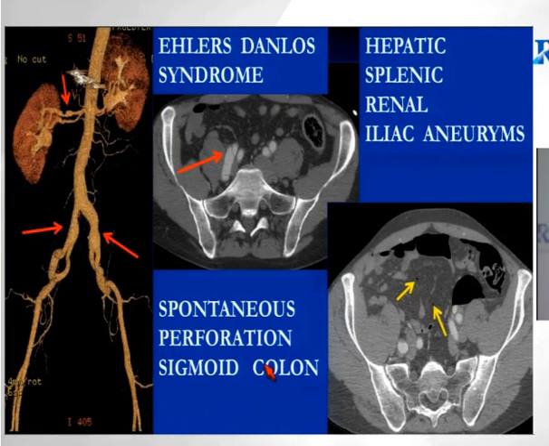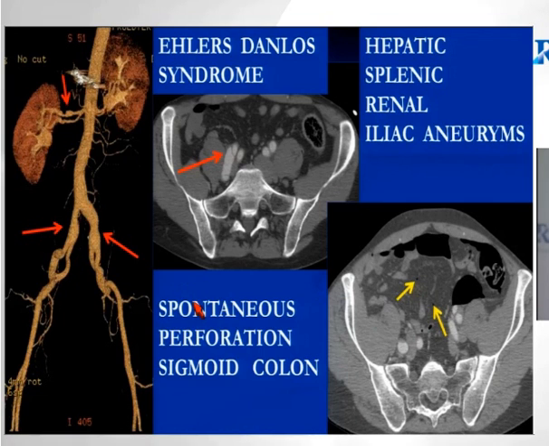Finally, Ehlers-Danlos syndrome, which has been mentioned. This was a case in our practice experience of a patient who had already had coil embolization of a common hepatic artery aneurysm, had had a splenectomy for a splenic artery aneurysm, has multiple renal artery aneurysms, and has iliac artery aneurysms. The patient presented with acute onset of lower abdominal pain. We saw dissections of the external iliac artery, at least on the right, and then subsequently on the left. What actually caused this patient's presentation was perforation of the sigmoid colon, an association with Ehlers-Danlos syndrome.